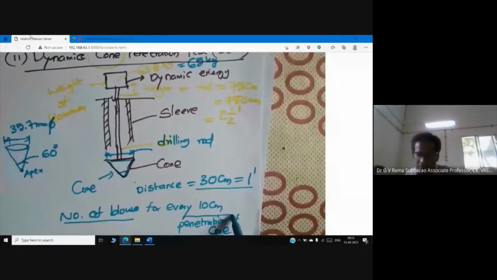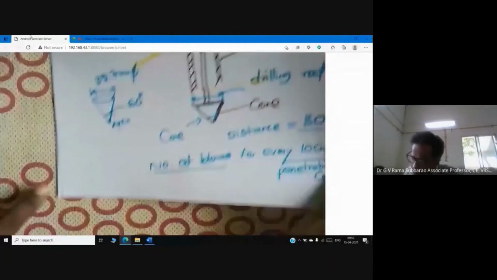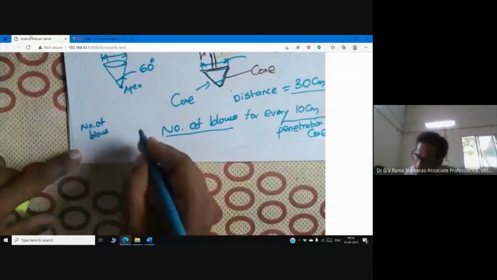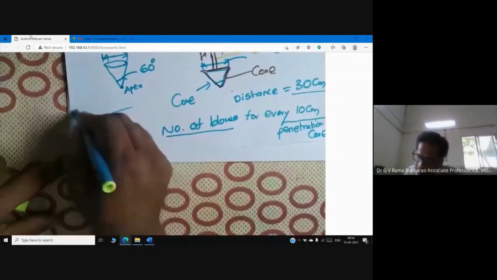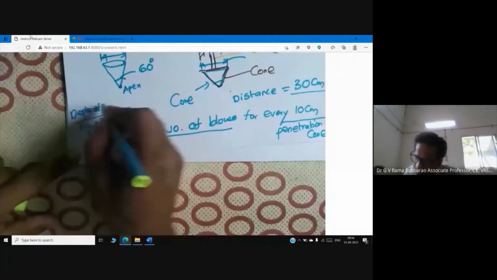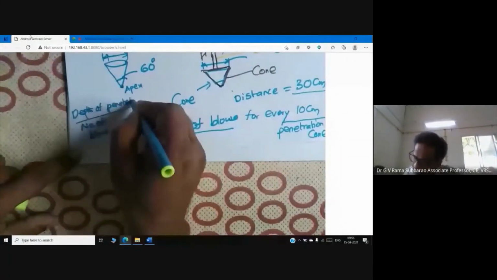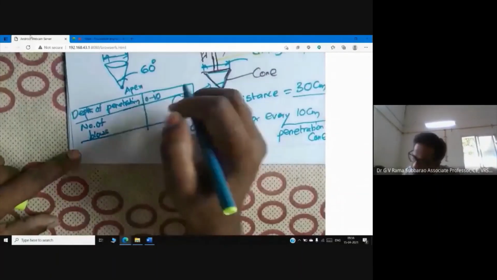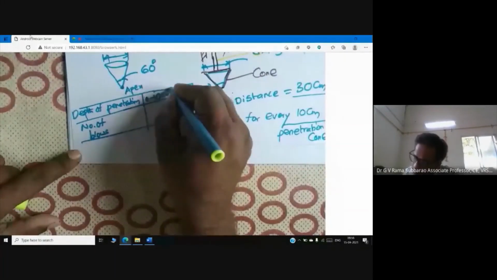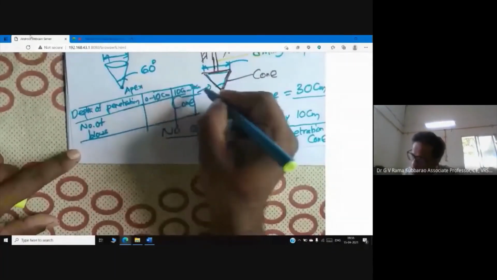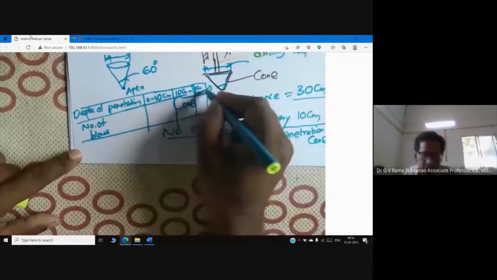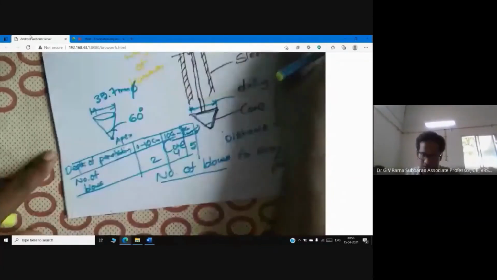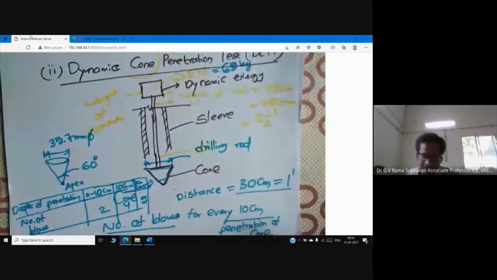So like this, I can write here number of blows, and very important, depth of penetration. So we are discussing penetration tests. Here I can write 0 to 10 centimeter, 10 to 20, 20 to 30. Now the number of blows may be 2, 4, 5. This is the way we measure the cone penetration resistance.